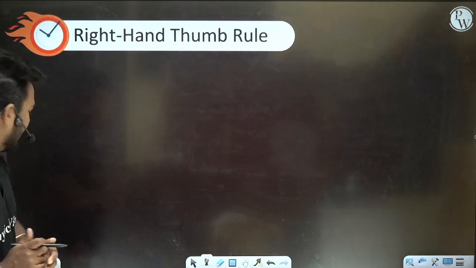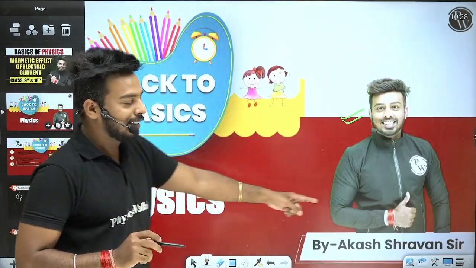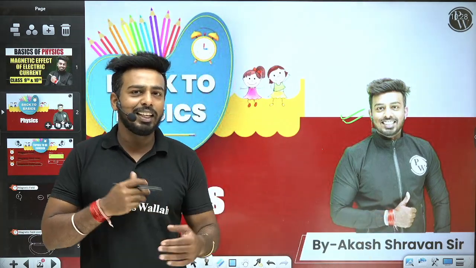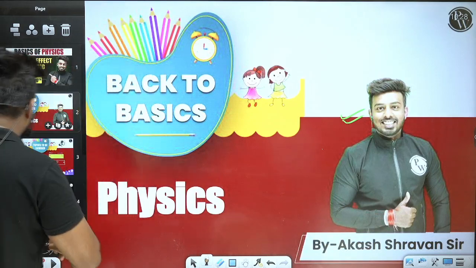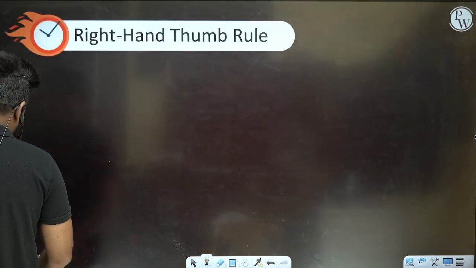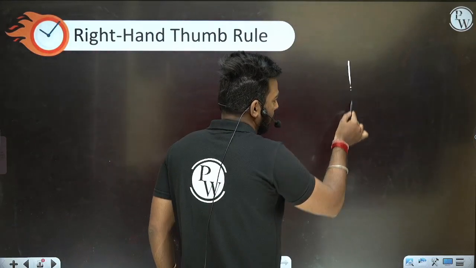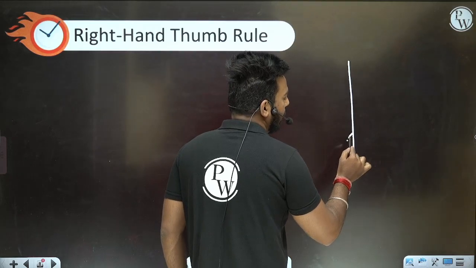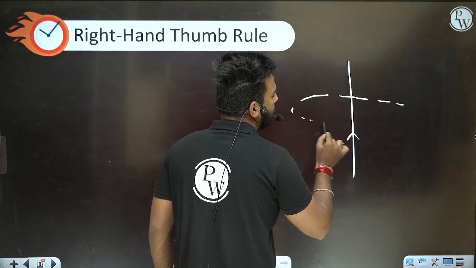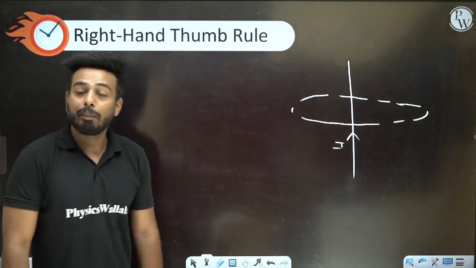Right hand thumb rule. Now let me show you my right hand. Why am I showing my right hand? Because we are going to learn the right hand thumb rule. Before starting, let me tell you the use of the right hand thumb rule. We already know that whenever electric current flows through a wire, a magnetic field is set up around this wire, and this phenomenon is called the magnetic effect of current.